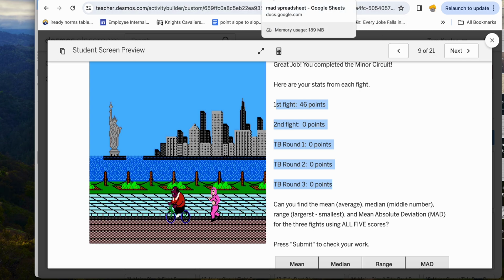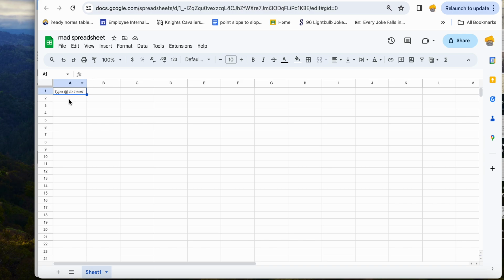Okay, so mean, median, range, and log. Okay, so I'm going to put in my times. Let's say I did 46, and then the next time I got a little better. I did 50, and I did 42, and 43. And 42. So there's my 5 scores, okay?